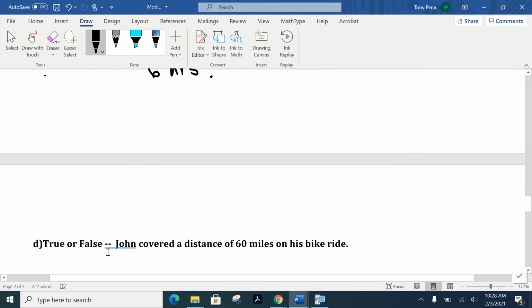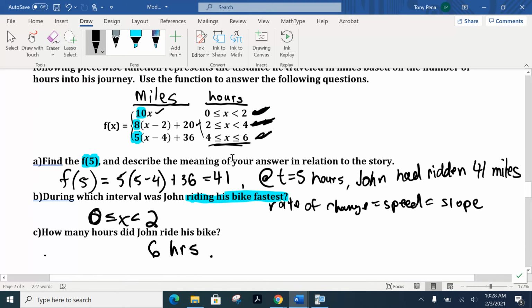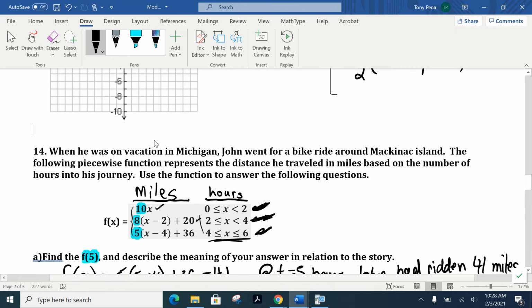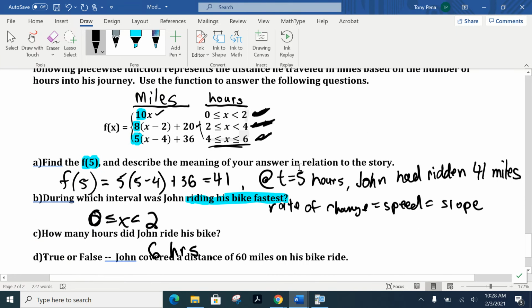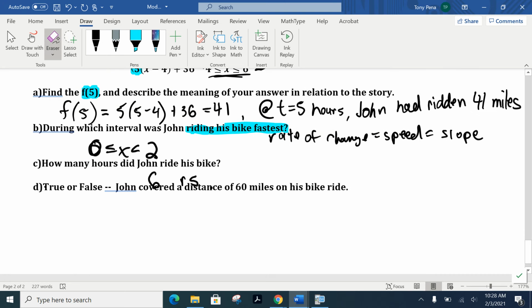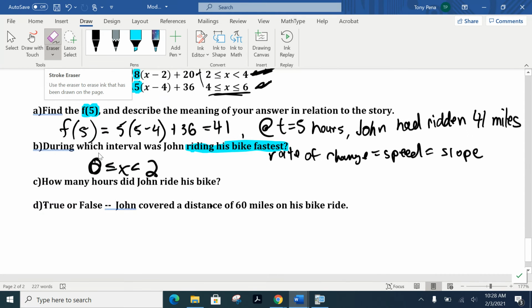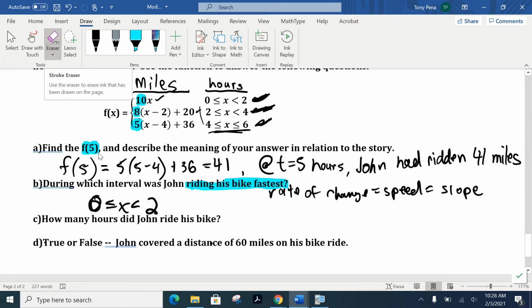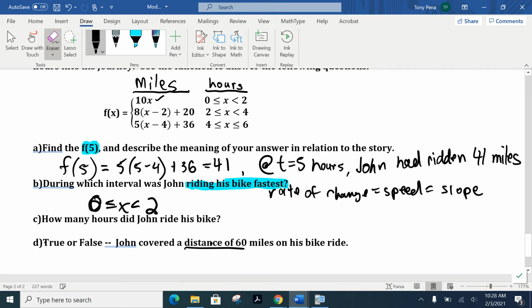John covered, true or false, John covered a distance of 60 miles on his bike trip. I asked this question in a little bit different way on our quiz. So just worded differently, but something we've seen before. So what we want to know is, did he travel a distance of 60 miles? Well, what we could figure out is at the very end of his trip, so the end of his trip would be at 6 hours, wouldn't that be the longest time or longest distance that he would have traveled?